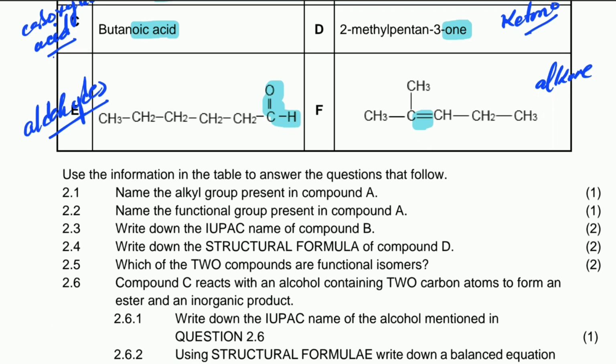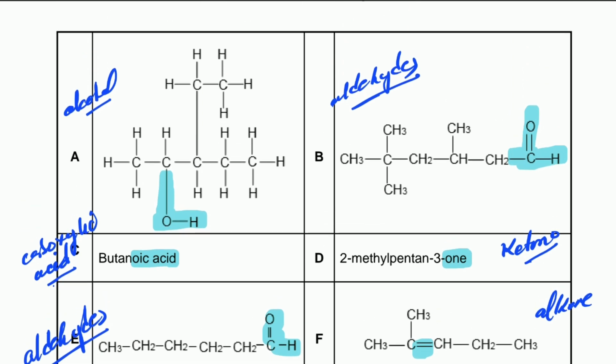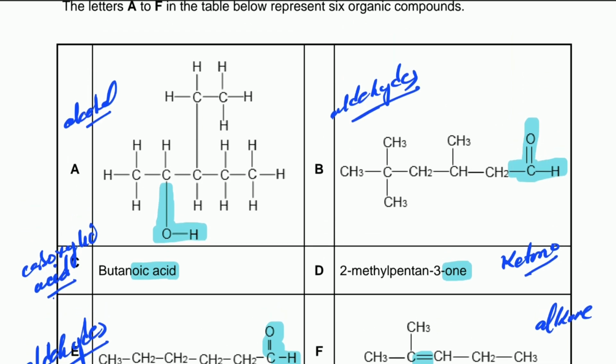Now let's go. Use the information in the table to answer the following questions. Name the alkyl group present in compound A. So in compound A, which is an alcohol, they don't want to name the compound, they want to name the alkyl group. To do that, we have to identify the alkyl group. If you go straight forward, you have 1, 2, 3, 4, and 5 carbons. If you go up, you also have 5 carbons. So either way, you have 5 carbons, so one of them must be an alkyl group.